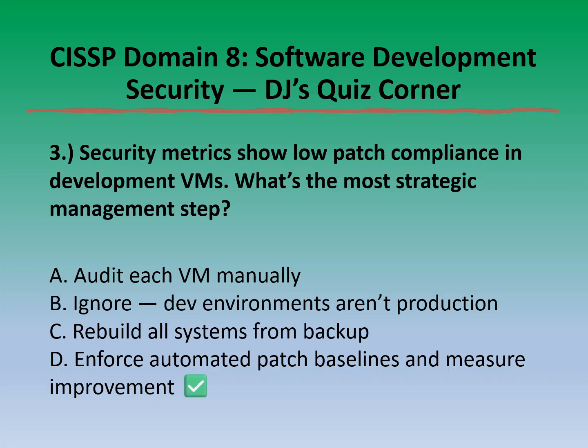The correct answer is D. Enforce automated patch baselines and measure improvement. CISSPs choose scalable, measurable solutions, not manual inspection or neglect.